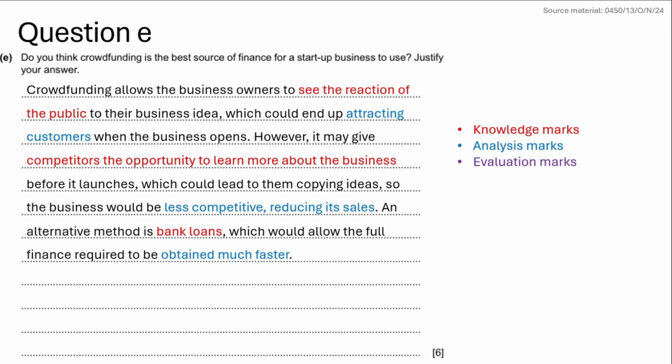An alternative method is bank loans, which would allow the full finance to be obtained much faster. This is another way. In other words, you have chosen to oppose the question. Remember, in your justification, you either oppose or support the question to get your 2 marks, then you state why. In this case, I choose to oppose it because I do think that crowdfunding is a bit ridiculous and there's better ways. In this case, I gave bank loans. That's another way to justify your answer.